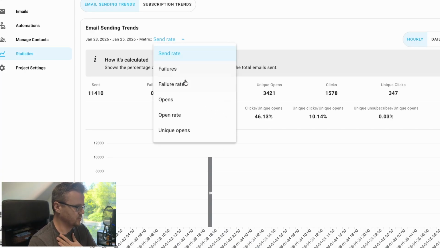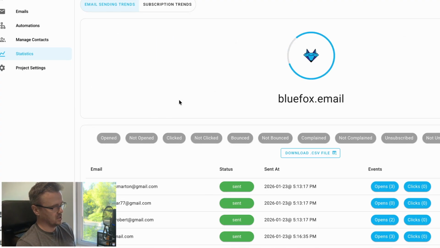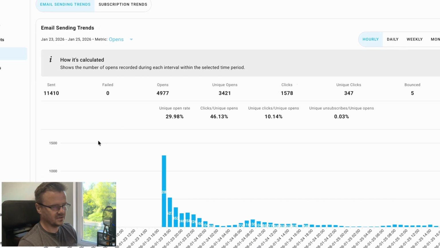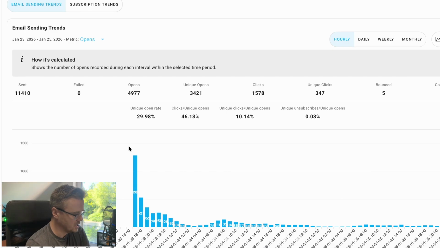Failure, 0. Opens. Okay, here's an interesting one. If you click on the opens, check out the chart. I think this one is kind of important, because based on this, you will see how many people actually opened, or how many opens happened in certain hours.